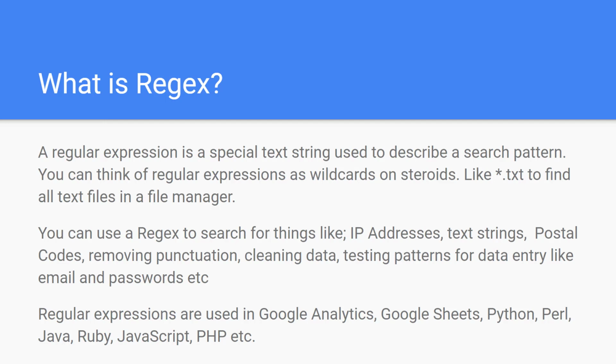And that is going to say, show me all the spaces. Show me all the capital letters that are vowels. Show me all the words that are 3 letters long. Show me all the email addresses. You can use a regex to search for things like IP addresses and text strings, postal codes. It really is all about your imagination.